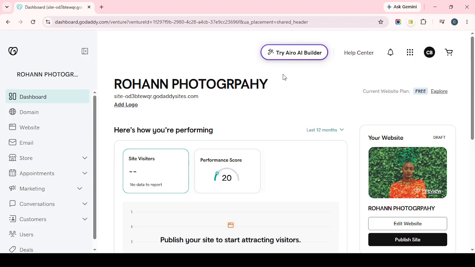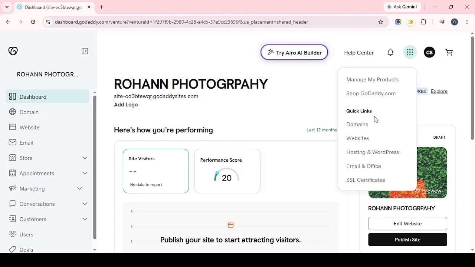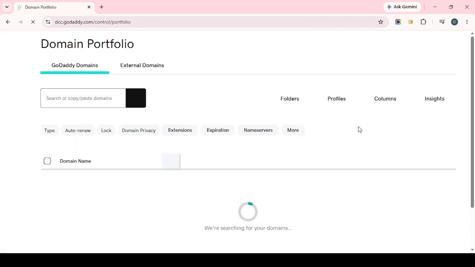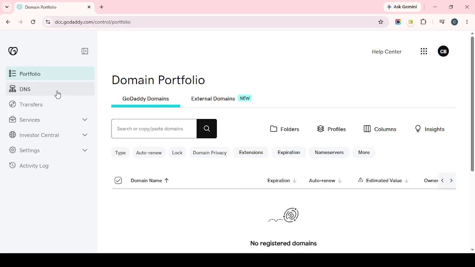First, sign into your GoDaddy account and open your domain portfolio. From there, select the domain connected to the email service you're troubleshooting and go into the DNS section. This is where your mail-related records are stored, and one of the most important records to review is your MX record. MX stands for Mail Exchange, and it tells the internet where your email should be delivered.